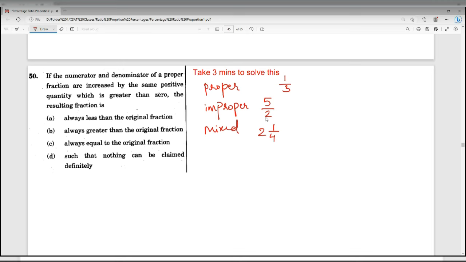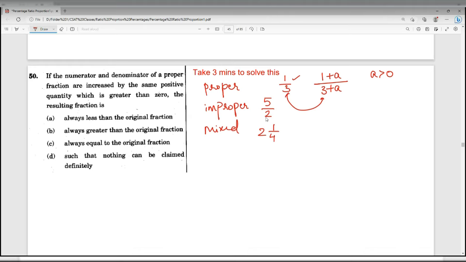Now in this question, what they're saying is, if the numerator and denominator of a proper fraction, this is called a proper fraction, are increased by the same positive quantity. For example, if the numerator here is increased by a positive quantity A and the denominator is increased by the same positive quantity, where A is greater than 0, the resulting fraction is. So you have to compare this fraction and this fraction.